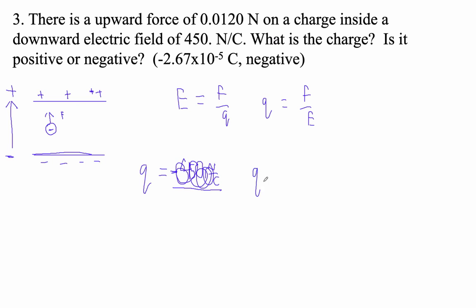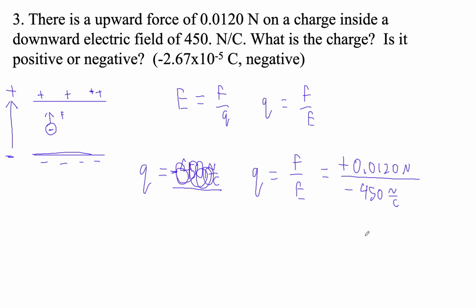Q is equal to, let's try this again, force over electric field, okay? The force is upward, right? So it's positive 0.0120 newtons. The field, though, is downward, so negative 450 newtons per coulomb, right? And of course, that'll end up being coulombs. Notice that because we have a positive force, but then we have a negative field here, that's going to end up being a negative charge. Not that we needed that, but there it is.